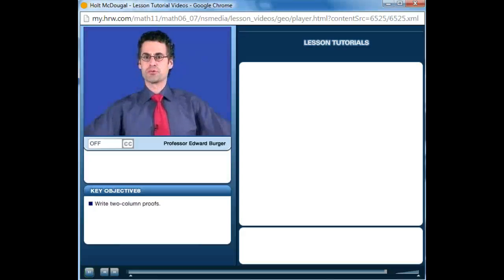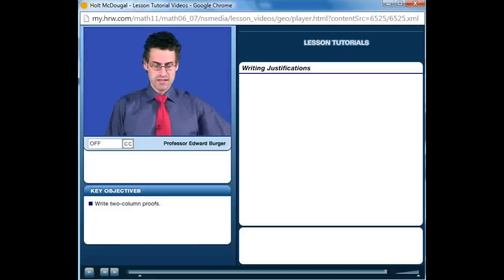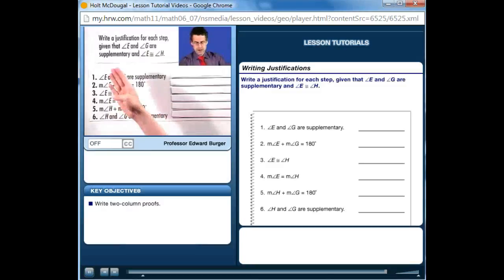Let's take a look at some geometric proofs and see that we can actually put rigorous reasons behind each and every step of a proof. Let's start off with the following. Let's write a justification for each step given here. What we're given is the fact that angle E and angle G are supplementary, and angle E is congruent to angle H. Now let's see if we can use that to give reasons for each step of this argument.